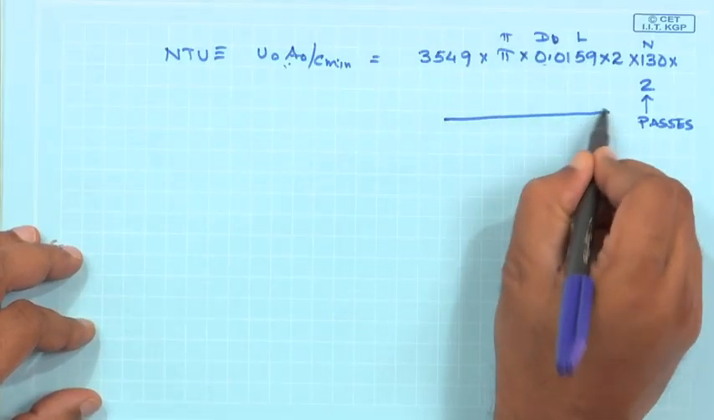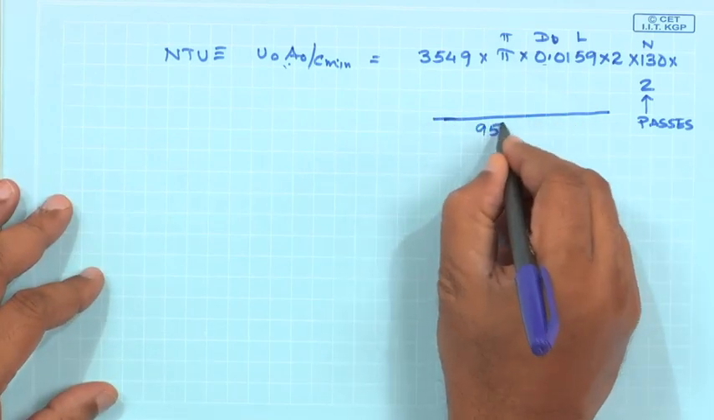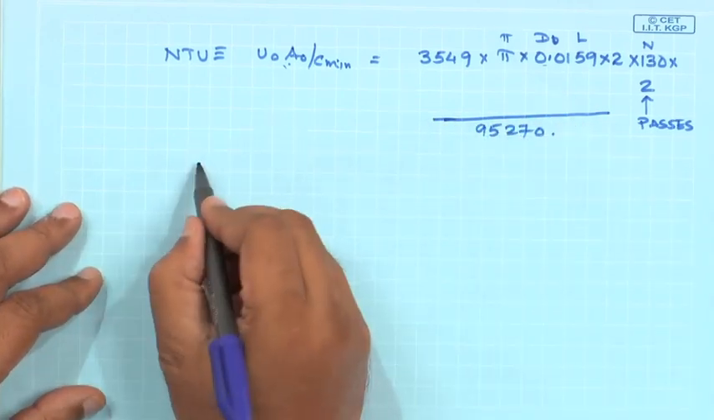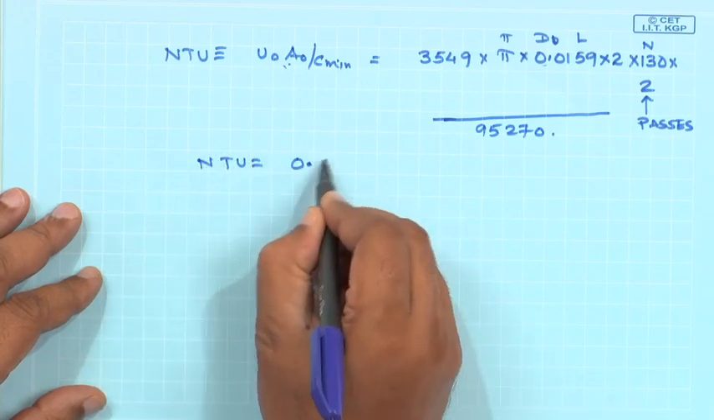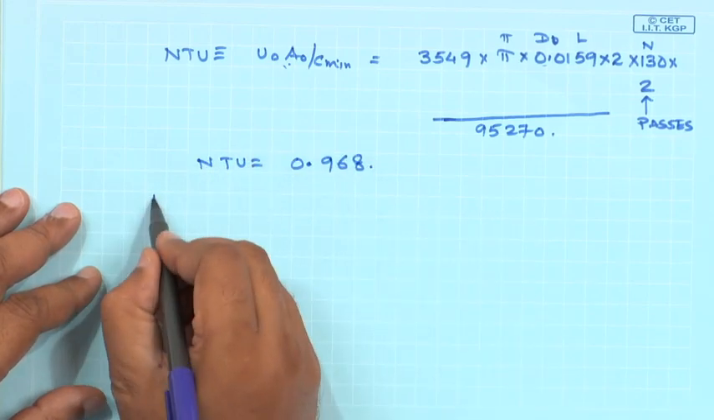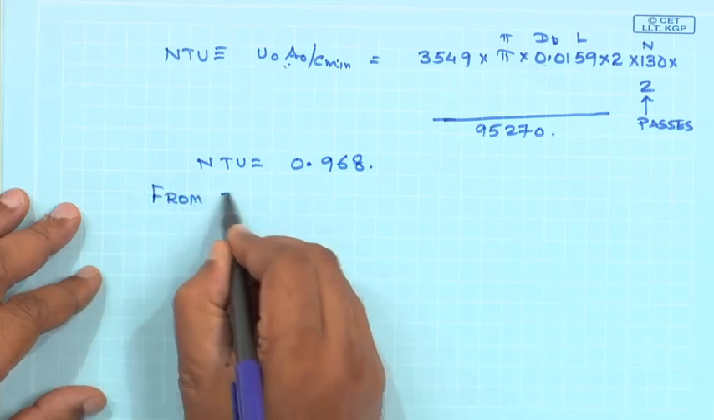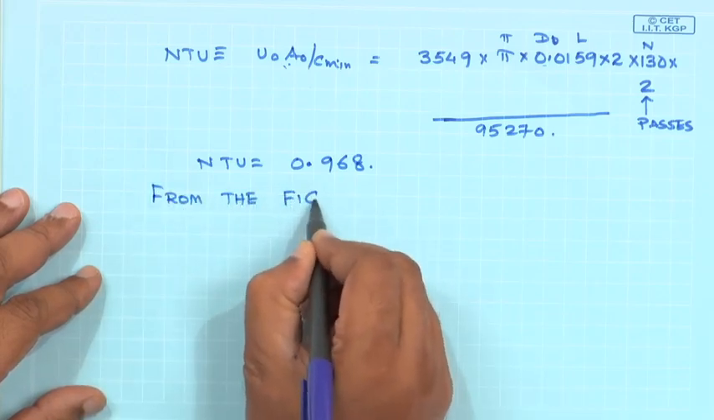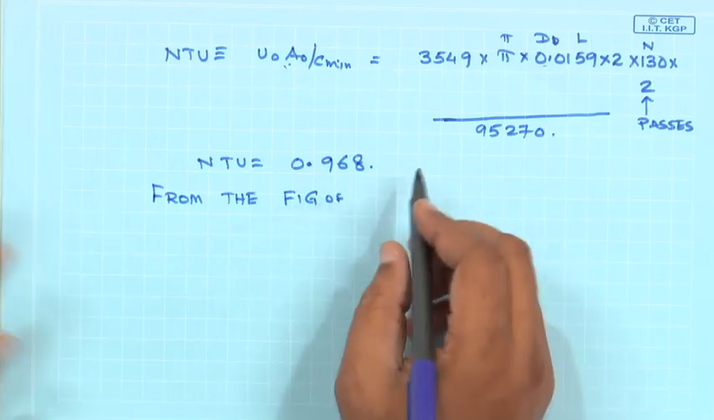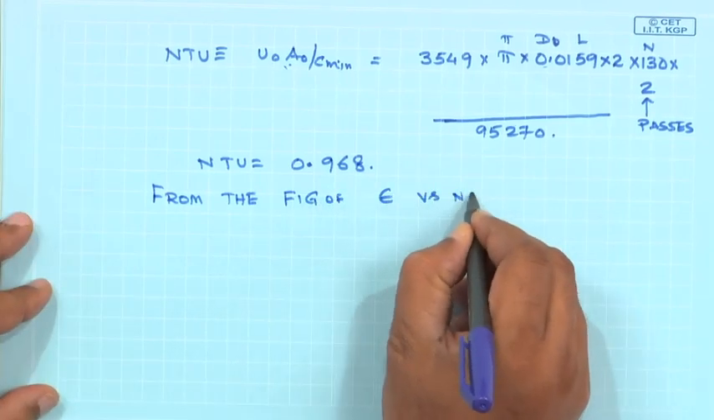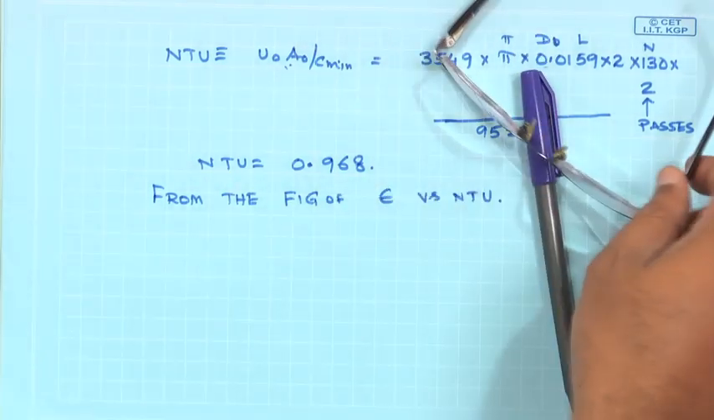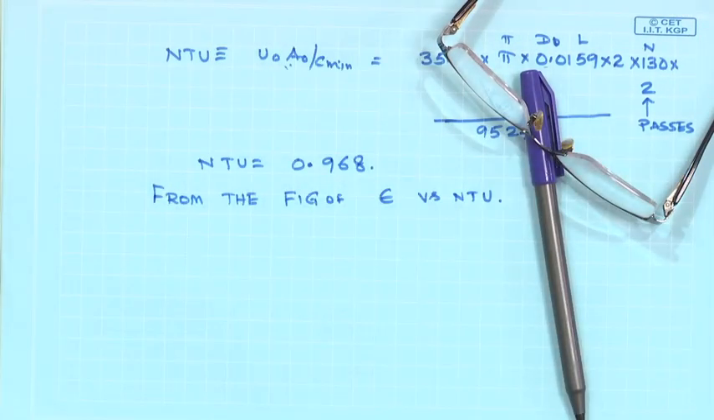So, I have already calculated U naught. I now know what is A naught, and the C minimum I have calculated in the previous slide. So, this C minimum is simply going to be the one which we have calculated earlier. So, this NTU would be 0.968. So, from the figure of epsilon versus NTU, let us now look at the figure that we have over here.